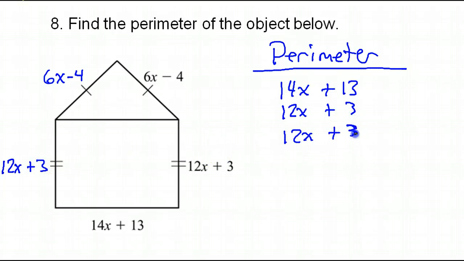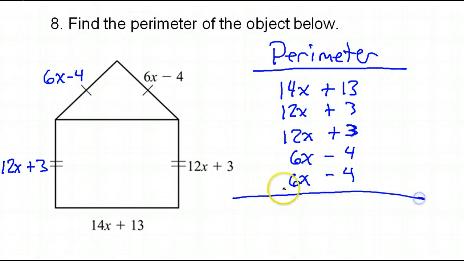I don't like that 3 though. Alright, and then for the roof, I've got 6x minus 4 and another 6x minus 4. Okay, so for the perimeter, I'm going to add all this up. Okay, and that should be the perimeter.